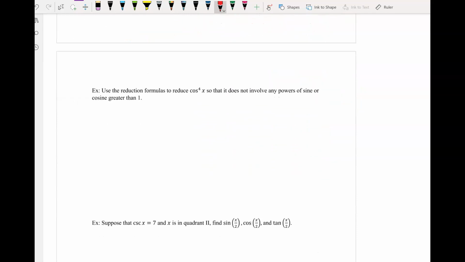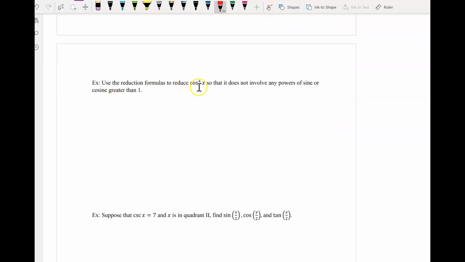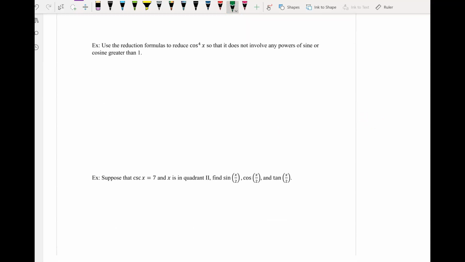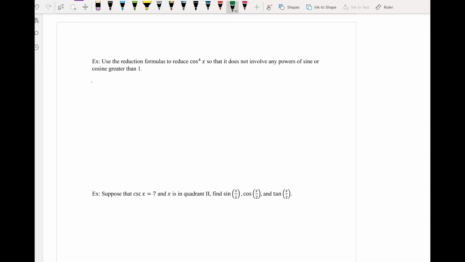All right. So now let's use the reduction formula to reduce cosine to the 4th power x. Now this might seem pretty useless, but it's actually really, really useful in Calc 2. So you'll be doing this a lot more in Calc 2. So we're going to do it to the 4th power.